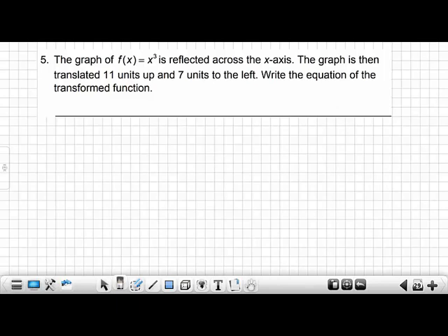All right, guys, this is super basic. f of x is x cubed reflected across the x-axis. So what am I going to slap in front of it? A negative. Then it's translated 11 up and 7 left. I care about the 7 left first. So what's 7 left going to look like? x plus 7. What's 11 up going to look like? Done. Number 5 is done. That's it.